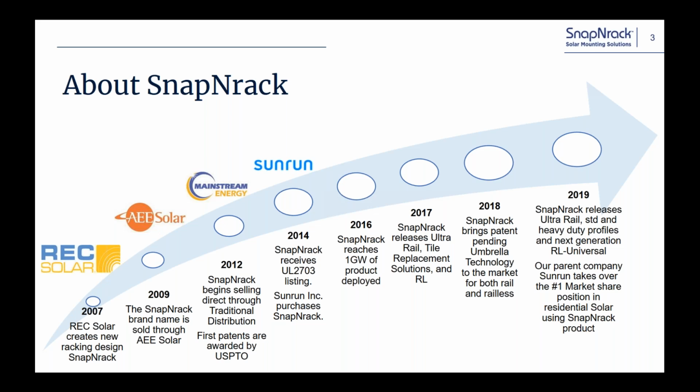In 2017 we had our first RL system, and then in 2019 we got our new RL Universal and the UR40, the lighter rail that we've got, along with the UR60. There were some advancements there in rail technology, usability, and all that. We're continuing to innovate and bring new products to the market.